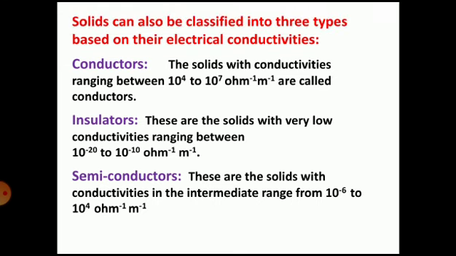Now, solids can also be classified into three types based on their electrical conductivities. The first one is conductors. The solids with conductivities ranging between 10 raised to 4 to 10 raised to 7 per ohm meter are called conductors. Insulators, these are the solids with low conductivity ranging between 10 raised to minus 20 to 10 raised to minus 10 per ohm meter. And the semiconductors, these are the solids with conductivities in the intermediate range from 10 raised to minus 6 to 10 raised to 4 per ohm meter.